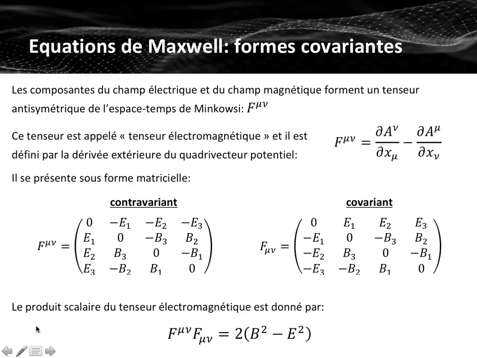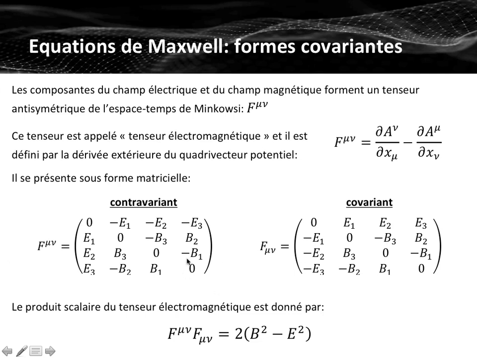Now, the expressions of F mu nu in its covariant form and contravariant form are actually nothing else than a matrix with a diagonal of zero. Then you have the distribution of the components of E, so Ex, Ey, Ez, or E1, E2, E3, with the minus in here in the contravariant form, and then the minus changes in here because of the change of indices, but the magnetic components remain the same.